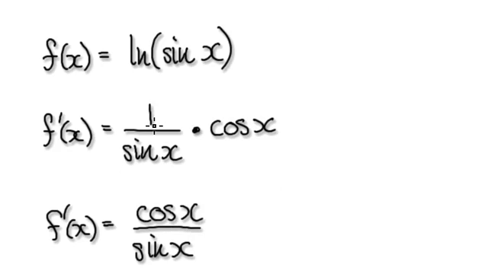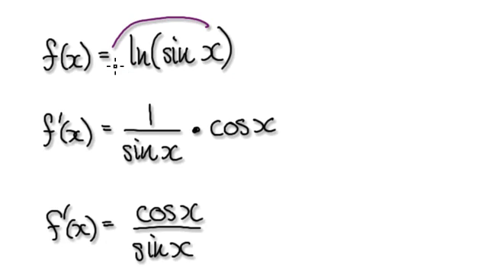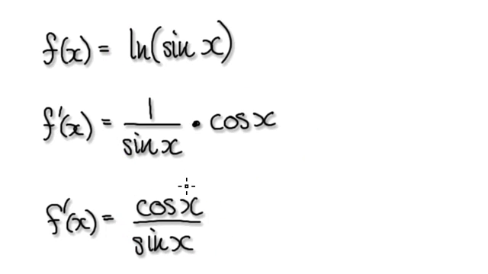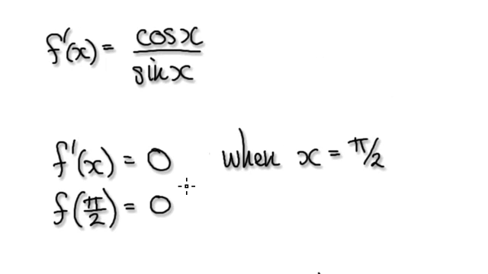So start out with your f of x. This is your original function. Differentiate it, using the chain rule here. Differentiate this, it will then give you this. Tidy up, and it will give you this. So the next thing to do is ask yourself, when will the gradient be 0? So when will this be 0?